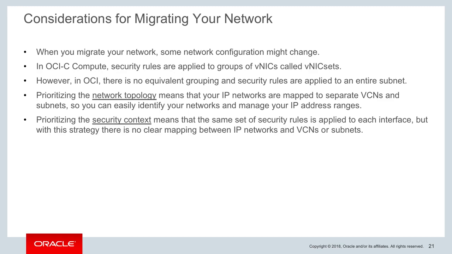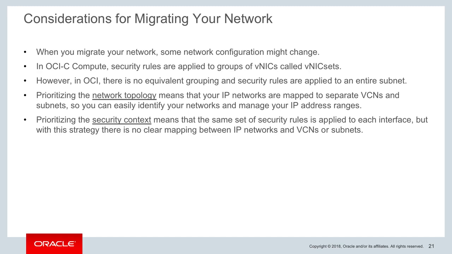Let's now look at considerations for migrating your network. When you migrate your network from OCI Classic to OCI, some network configurations might change. In OCI Classic, security rules are applied to groups of VNICs called VNIC sets. However, in OCI, there is no equivalent grouping and security rules are applied to an entire subnet.